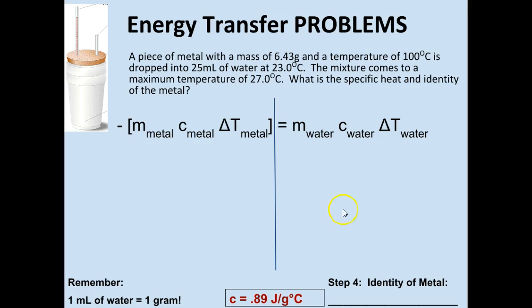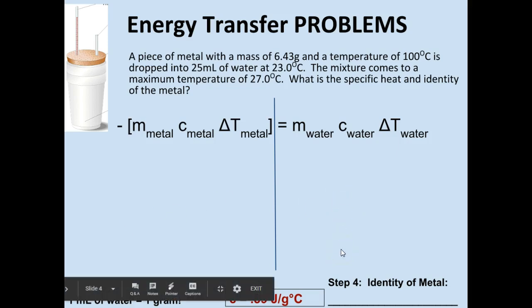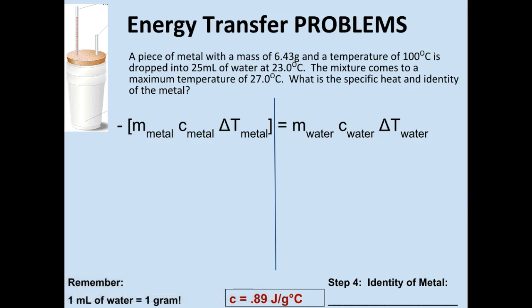On the right side where you've listed your variables, double check your answer. You should have the M of the water, 25 milliliters or 25 grams in this case. The specific heat of the water, which we know from our reference table, is 4.18 joules per gram degrees Celsius. And finally, the delta T of the water, which in this case is 23 minus 27. We see the cold water change by, or increase by 4 degrees Celsius.